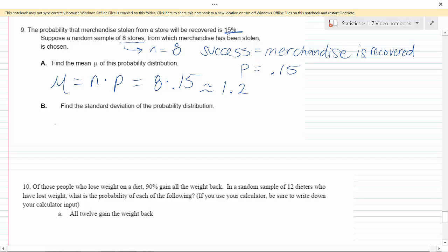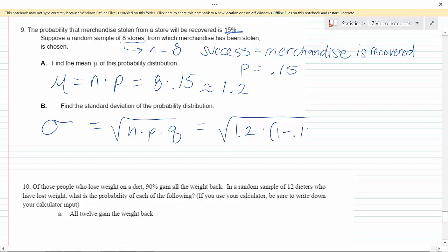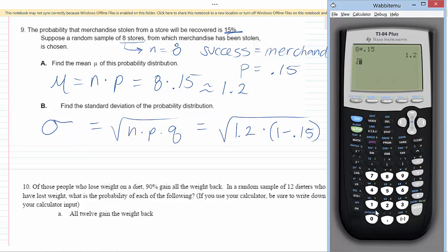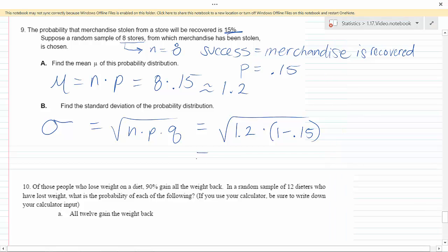And then to find the standard deviation sigma, we're going to use the formula square root n times p times q. In this case, we already know n times p is 1.2, so then we multiply that by q. Q is 1 minus p, so 1 minus 0.15 in this case. So we're going to have the square root of 1.2 times 1 minus 0.15. And that gives us approximately 1. So our standard deviation is about 1 store.